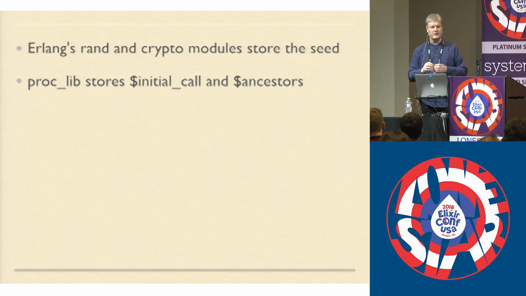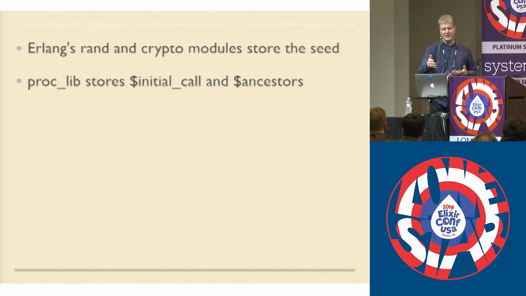The initial call tells you which module, function, and arity was used to call and create this process, which I think is primarily used for debugging. If you're sitting there in a console and you have a reference to a process, you can look at this and go, here's where I can find it in my source code and figure out what's going on. The ancestors, on the other hand, is interesting.